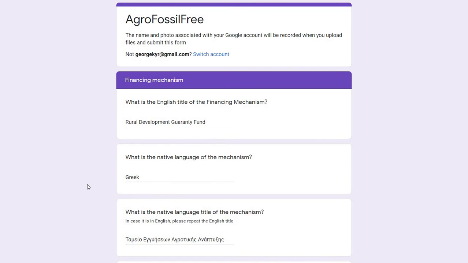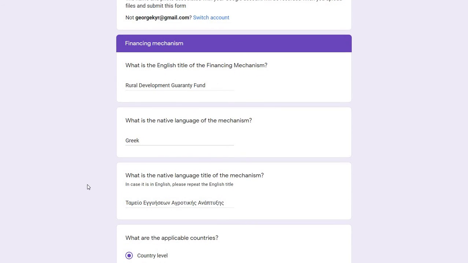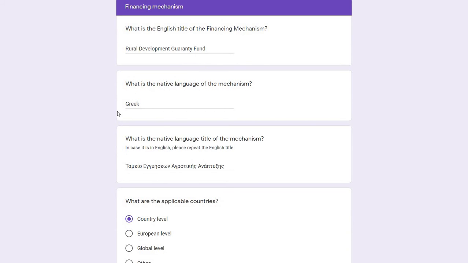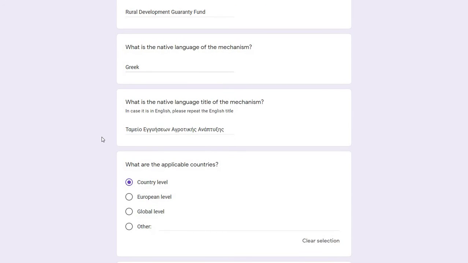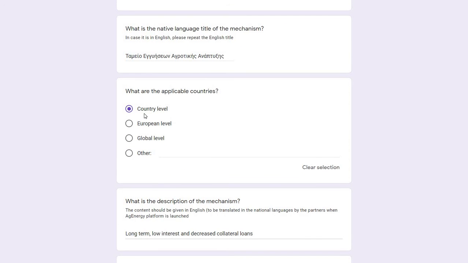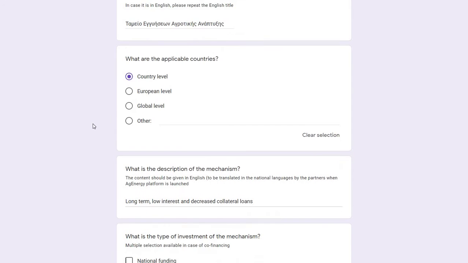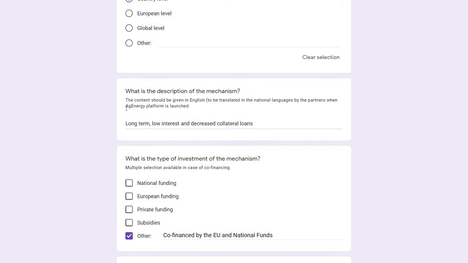What is the English title of the financing mechanism? It's Rural Development Guarantee Fund. What is the native language of the mechanism? It is Greek, and the Greek name is Ταμείο Εγγυήσεων Αγροτικής Ανάπτυξης. What are the applicable countries? It's a country-level mechanism, it's just for Greece. And a brief description of the mechanism. Essentially, it's long-term, low interest, and decreased collateral loans.